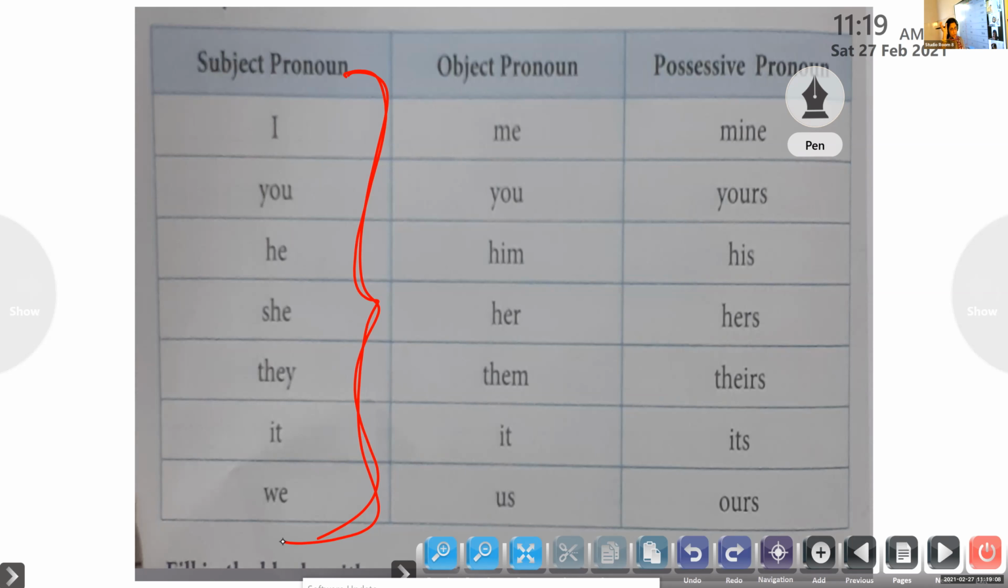In a sentence, there is also an object. So objects have to be replaced by the object pronouns, and there are possessive pronouns too. So I is a subject pronoun, me is the object pronoun, and the possessive pronoun is mine. All these notes I have sent to you. Please make sure that you have copied them down. So these are the 7 main pronouns. When we move on to the personal pronouns, I'll explain it once more for you.